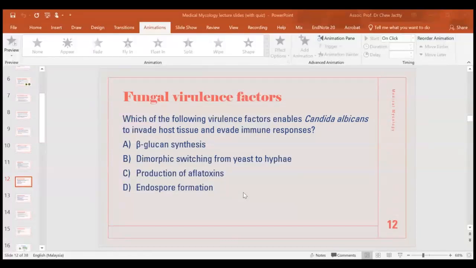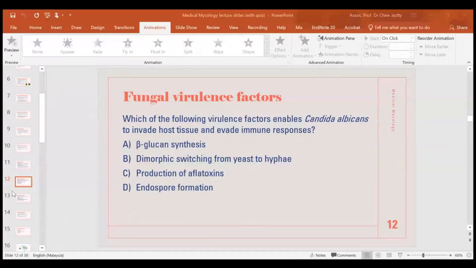Production of aflatoxin doesn't apply to Candida. Aflatoxin is a group of toxins mostly produced by environmental fungi, not Candida. Endospore formation is not correct; endospore formation is present in bacteria. So the answer here would be B, switching from yeast to hyphae structures.